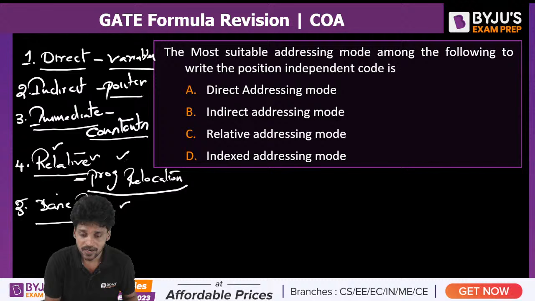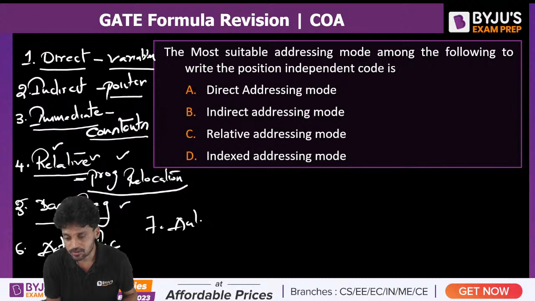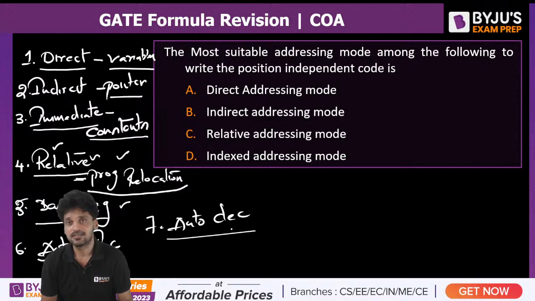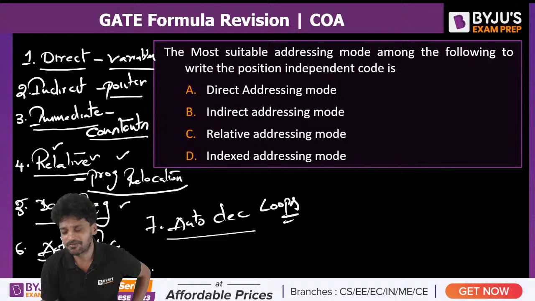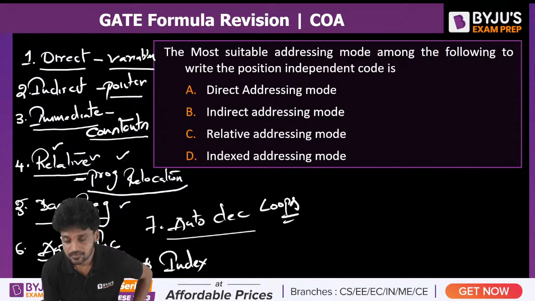And the next things are auto increment mode and auto decrement mode. As the name suggests, incrementing and decrementing automatically is what happens in loops, right? So auto increment or auto decrement is going to enable the loops concept of programming. Are we clear? And finally, what else do we need to discuss? Yes, index register addressing mode. The eighth one is index register addressing mode.